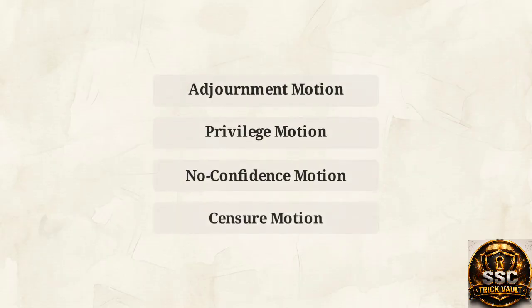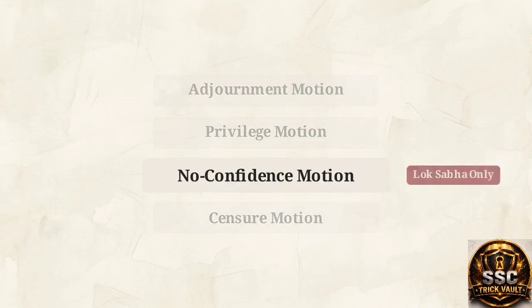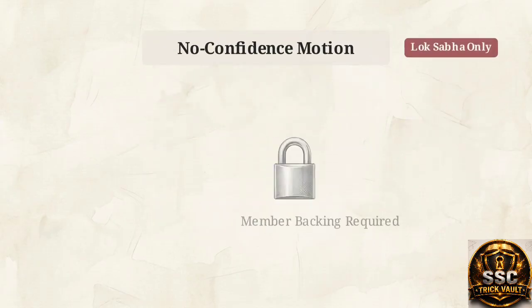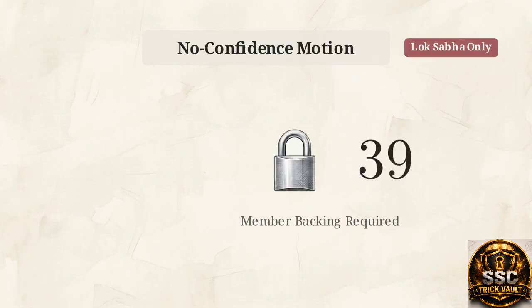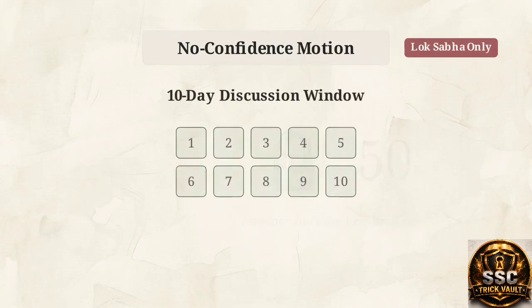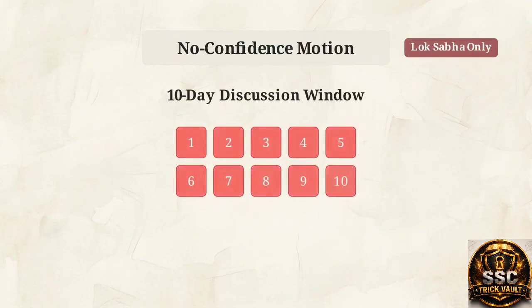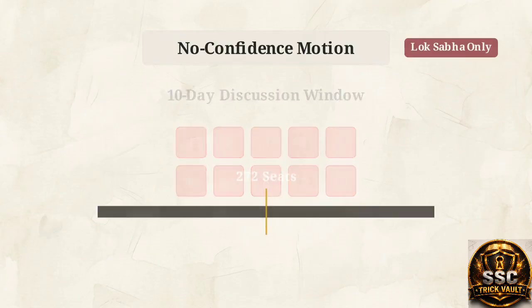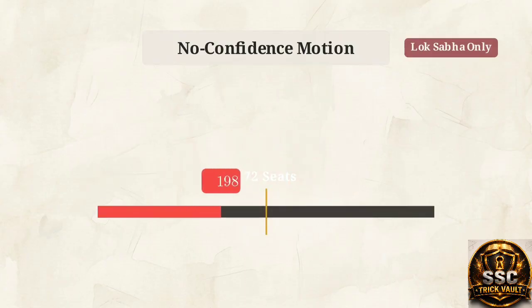But the ultimate parliamentary weapon is the no-confidence motion, an existential threat to the entire executive branch. This motion is exclusive to the Lok Sabha and also requires that 50-member backing. Introducing this motion forces a strict 10-day discussion window. Within that time frame, the ruling government must prove by vote that it still holds a 272-seat majority. Failing this procedural test has immediate consequences.